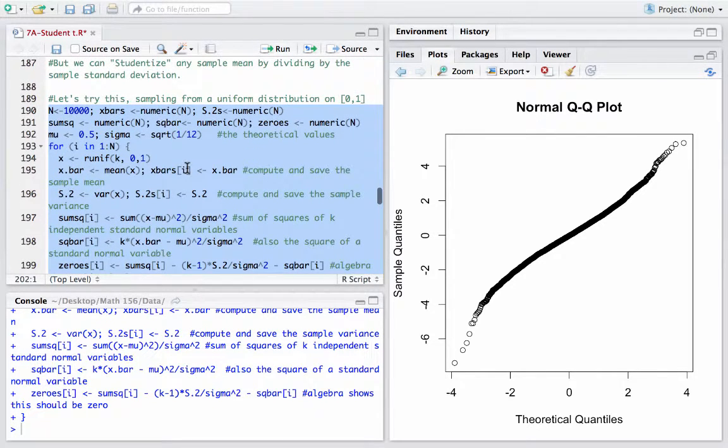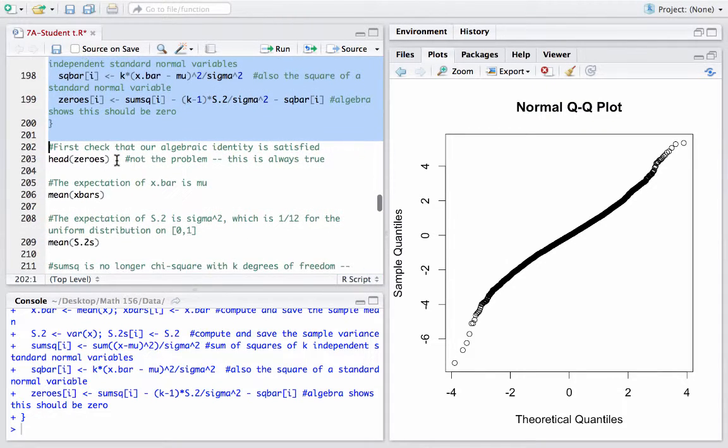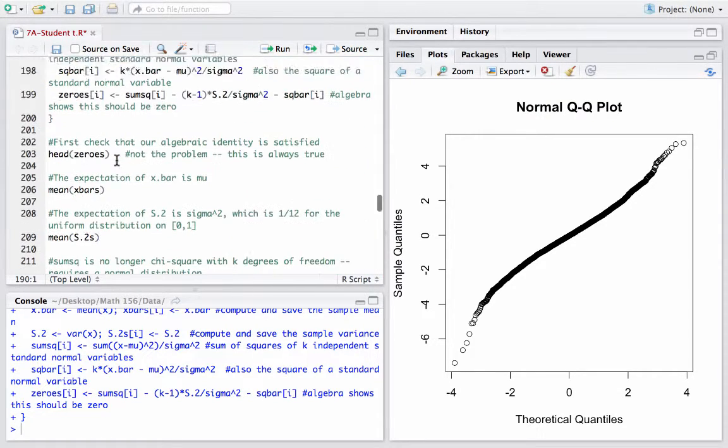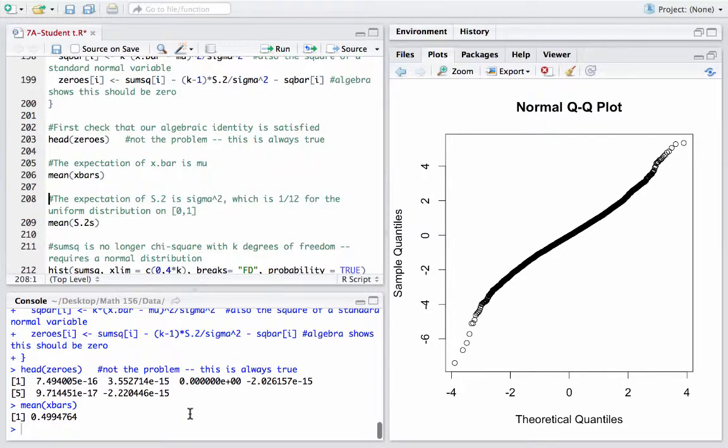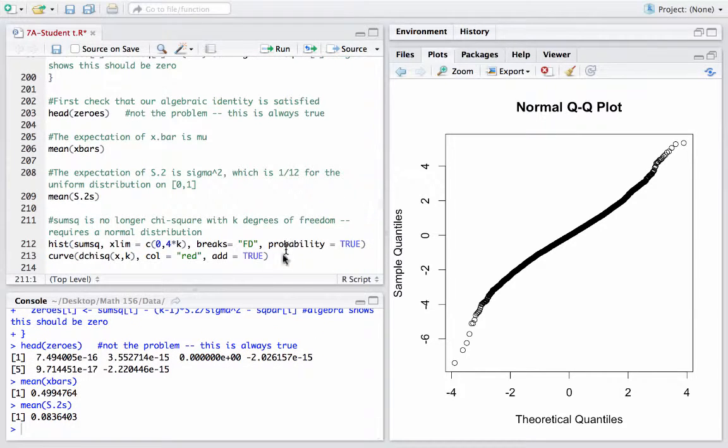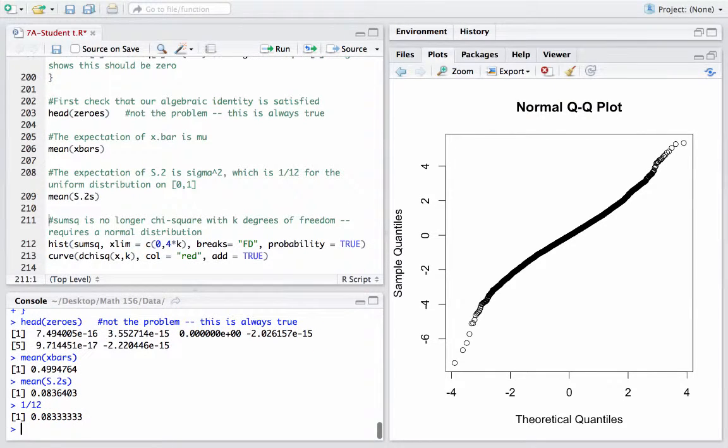And it looks like we're still taking k equals 10 samples. So the algebraic identity always holds, regardless of population. And so these values are still going to be 0 or very close to 0, as close as R can do it. And our estimator is unbiased, so the expectation is still close to a half, or mu. And the average of all of our sigma squares is pretty close to 1 over 12.